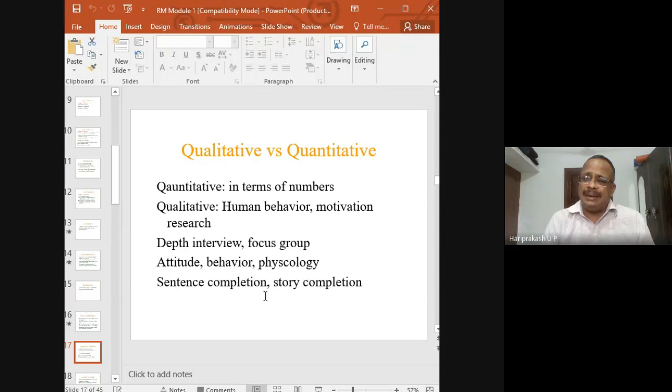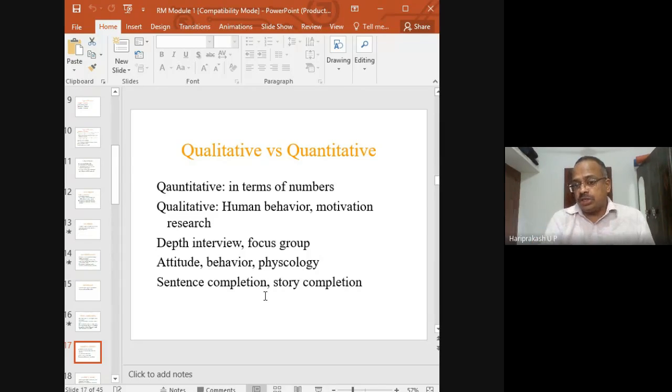So it is not one focus group. They will conduct many focus groups depending on the sample size. Sample size is the number from which you have to collect the data. Similarly, depth interview is also not just one. They will conduct many. Say if it is a 20,000 sample size, then you will have to conduct 20,000 in-depth interviews.